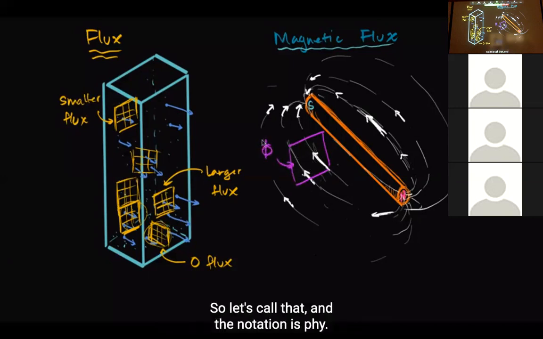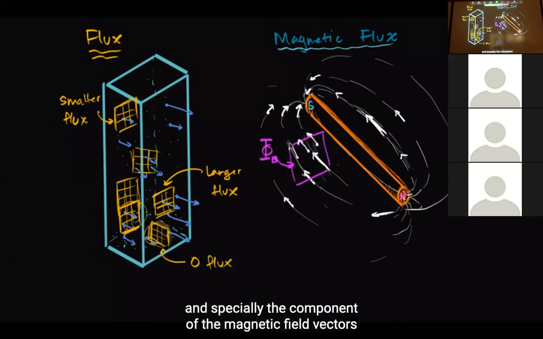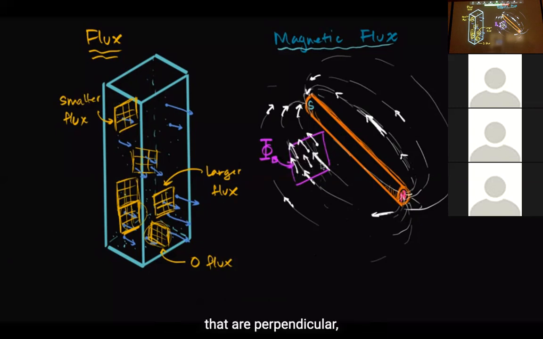So let's say that this has a given flux. So let's call that, and the notation is phi. Let's say that's the flux of the magnetic field. And once again, it's based on the strength of the magnetic field, and especially the component of the magnetic field vectors that are perpendicular to this actual surface. So this would have one magnetic flux.